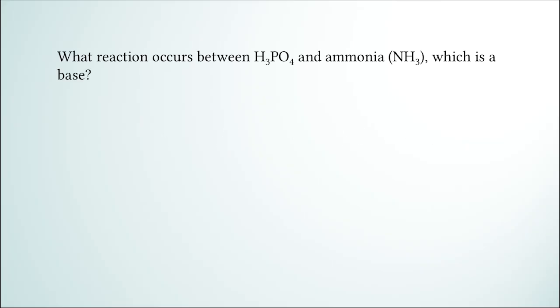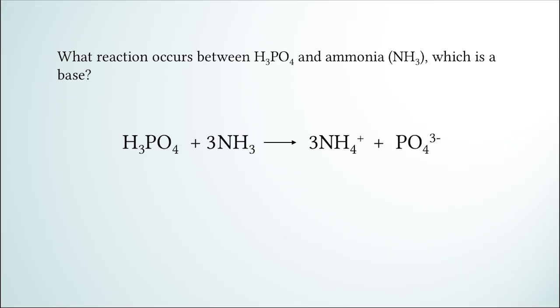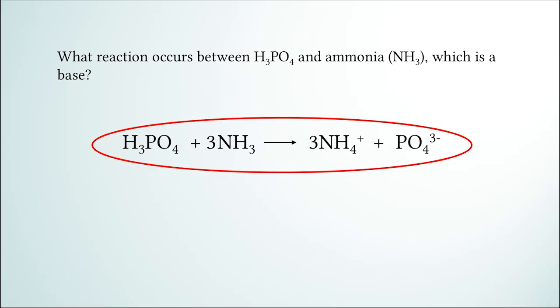What reaction occurs between phosphoric acid, H3PO4, and ammonia, NH3, which is a base? Our acid is a triprotic acid, so it will donate 3 hydrogen plus ions. The base can only take on one, so we will need to have 3 ammonia molecules, which will make 3 NH4 plus ions. The leftover ion from the acid is PO4, and it will have a 3- charge because it lost 3 positive hydrogen ions. That's fairly simple to figure out, right?